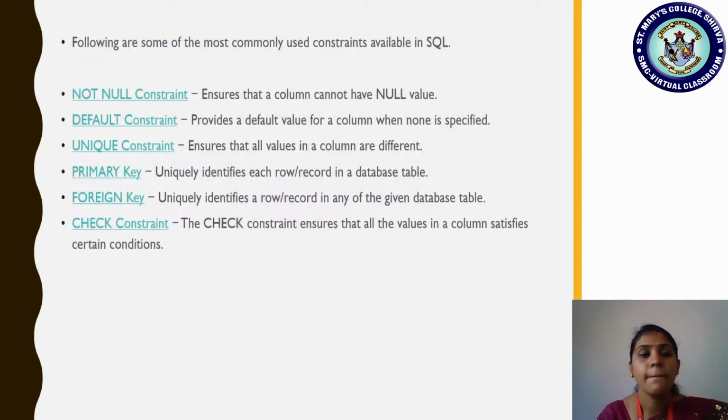Then here you are having primary key. Okay, before primary key, the unique constraint ensures that all values in a column are different. As I told you, ID should be what? Different for each particular row. For an ID column, for any number of records you are adding, all the records should carry what? Unique numbers. Then primary key uniquely identifies each row or record in a database table.